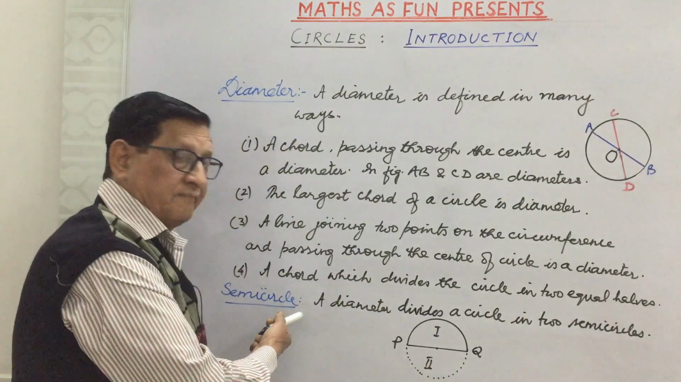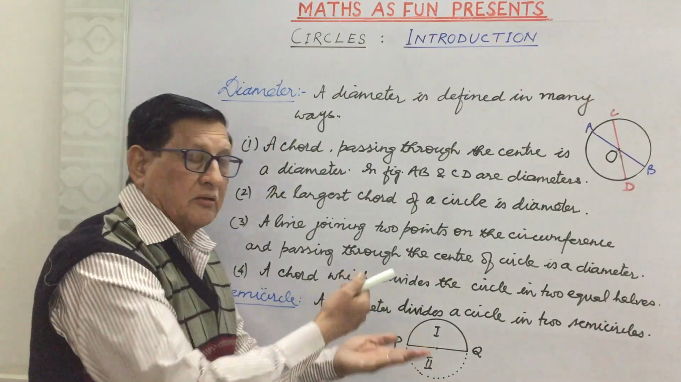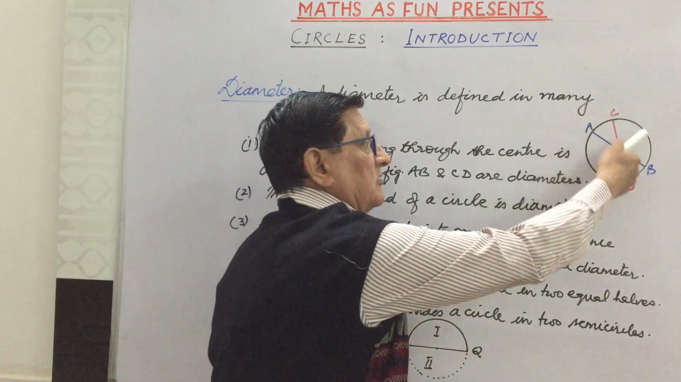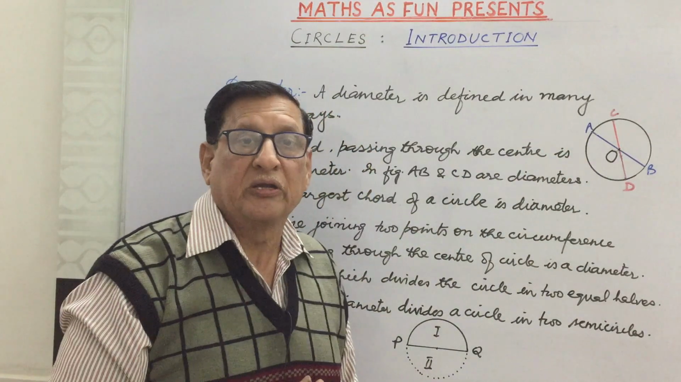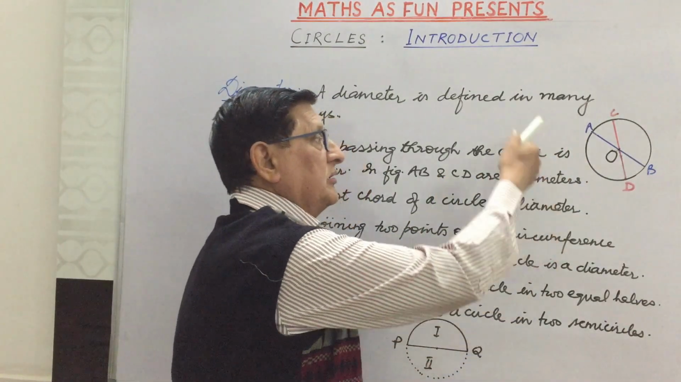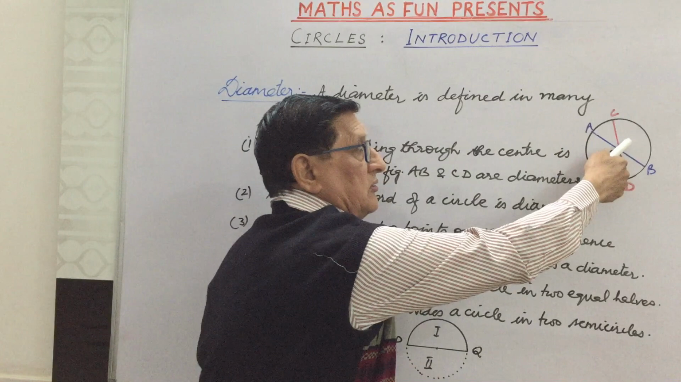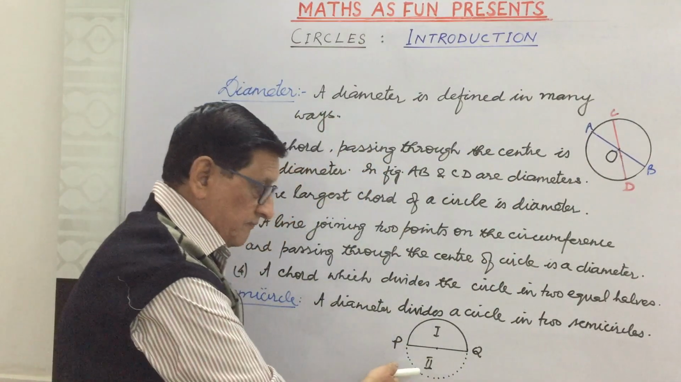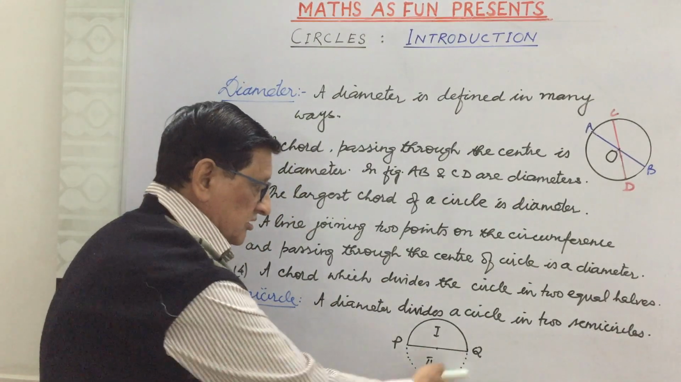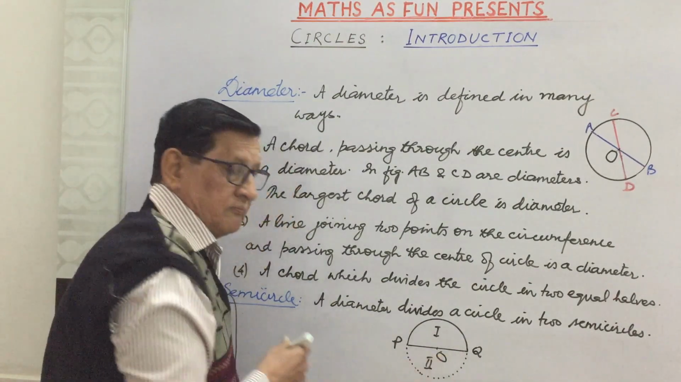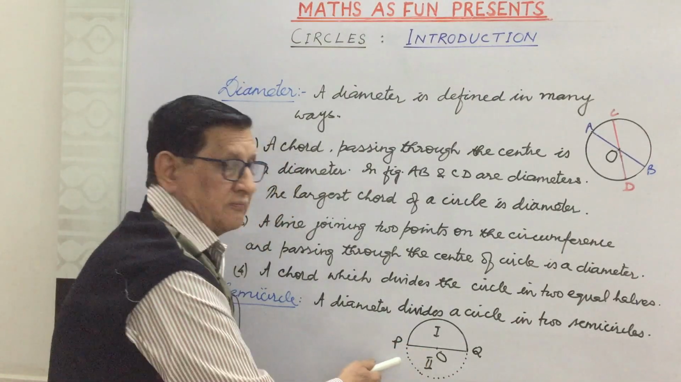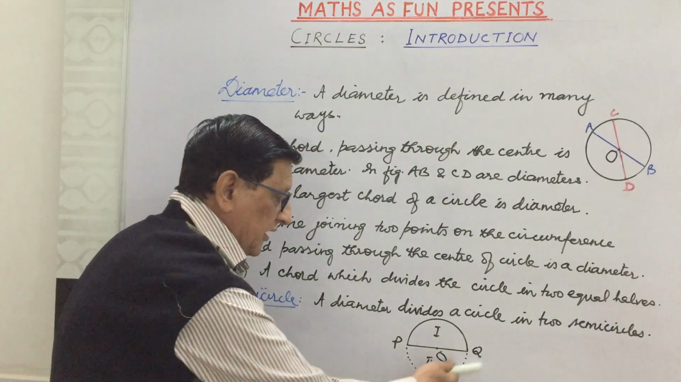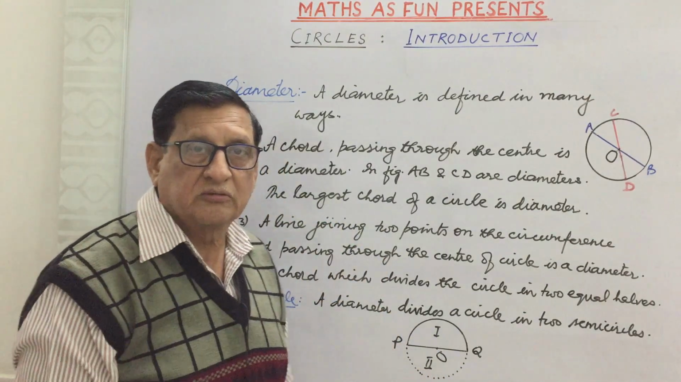Then what is a semicircle? Just now, as I said, a semicircle is actually a part of the circle which is divided by the diameter, or we can say a diameter divides a circle into 2 semicircles. You can see here, this is the circle, this is the center O, PQ is a diameter, and the upper part is the first semicircle, the lower part the second semicircle of this.